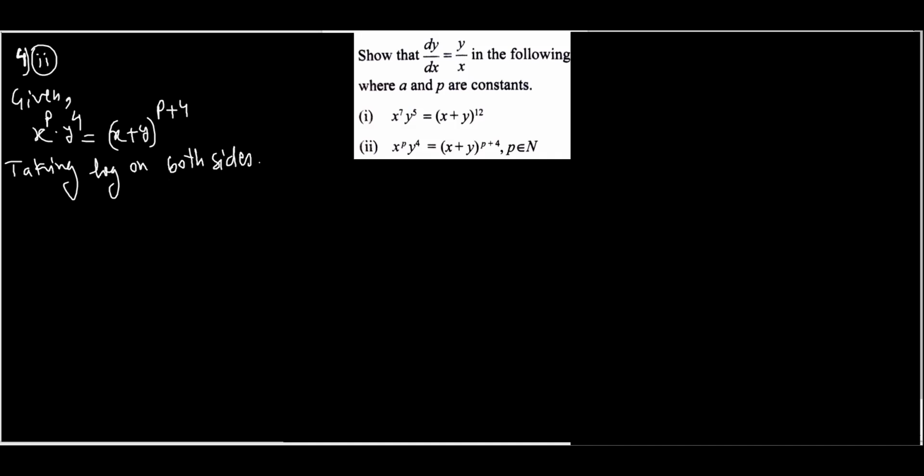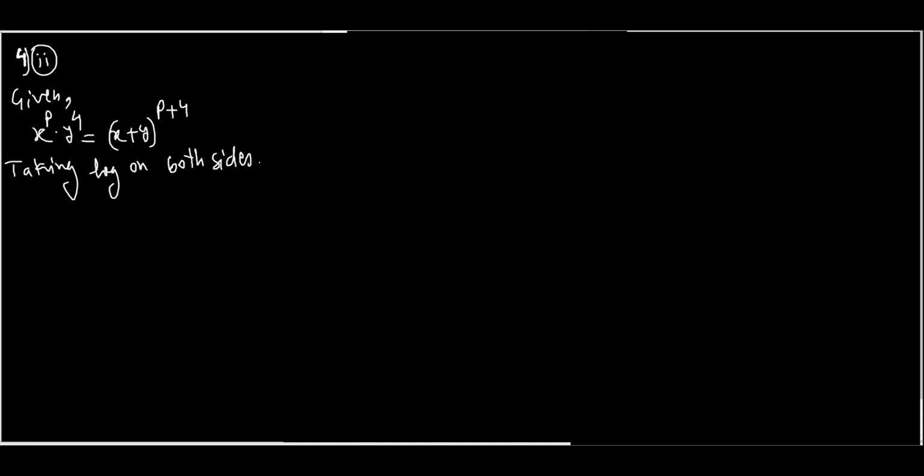Now since I have already written this question, let me turn this also into a black space. So here, taking log on both sides, I have log of x raised to p into y raised to 4 equals to log of x plus y raised to p plus 4. Now this is also a redundant step. You can always skip this. The next step will be, see, this is m, this is n, so you have log of m plus n. So you have log of x raised to p plus log of y raised to 4.